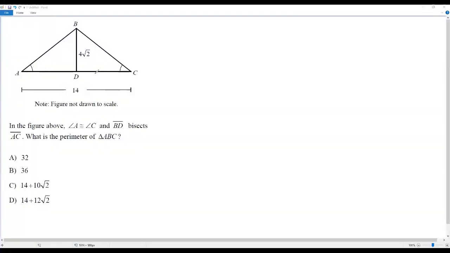Here we have a geometry problem. Okay, let's go with the question. There is a figure given here. In the figure above, angle measure A and angle measure C are congruent. That means they are equal in measure.